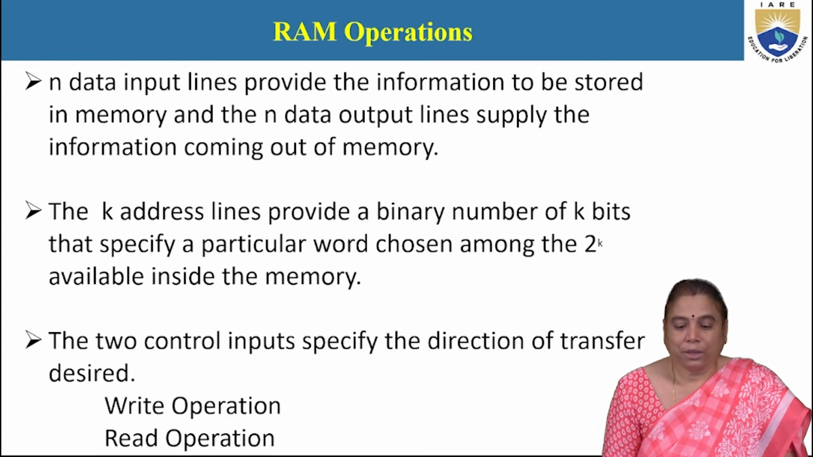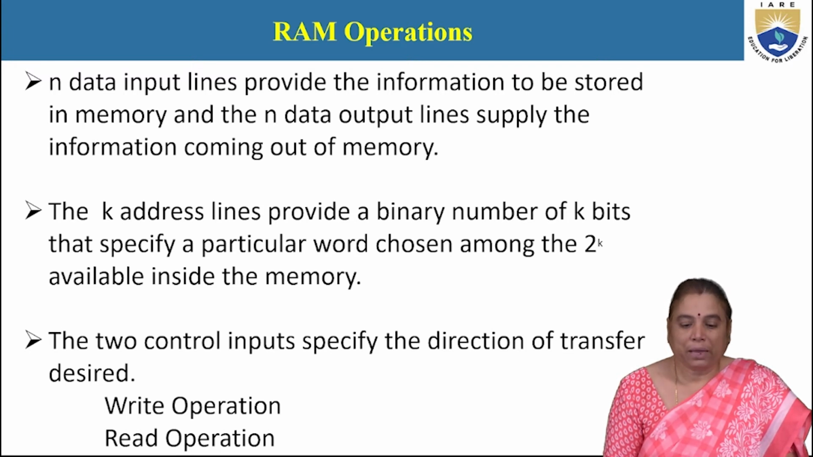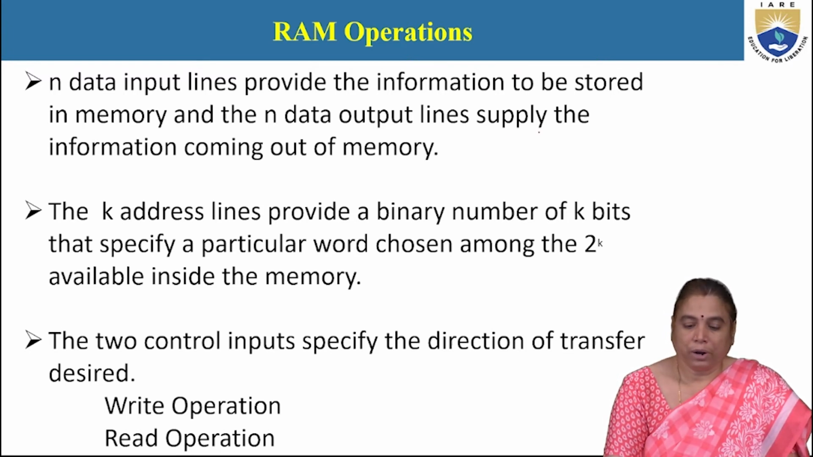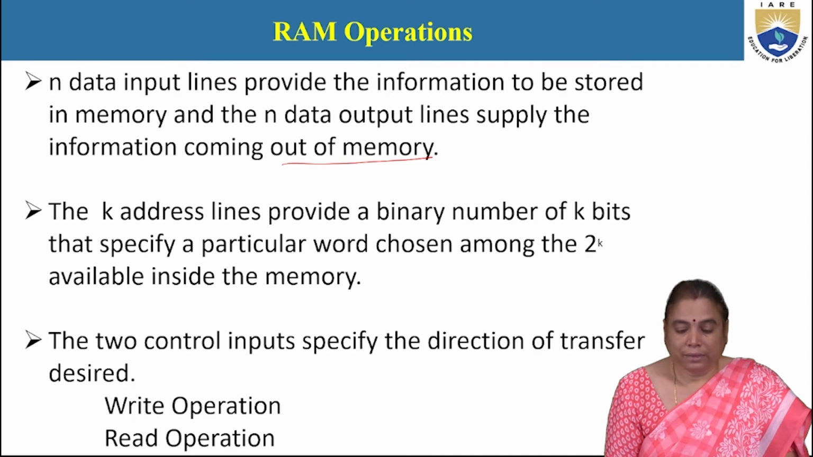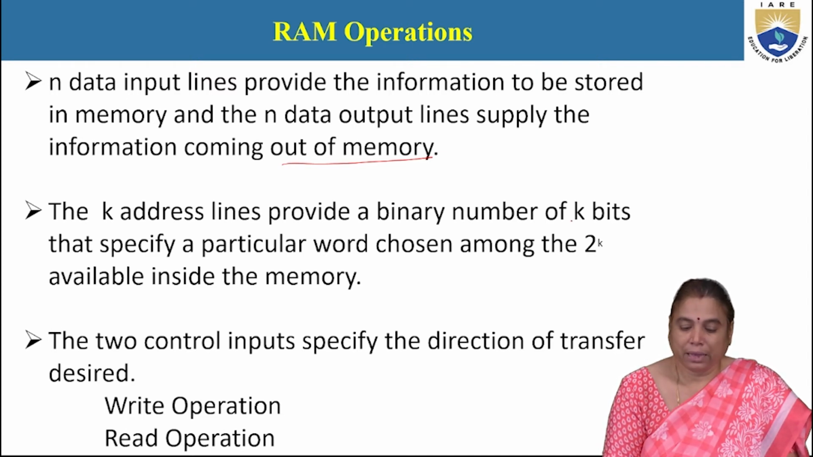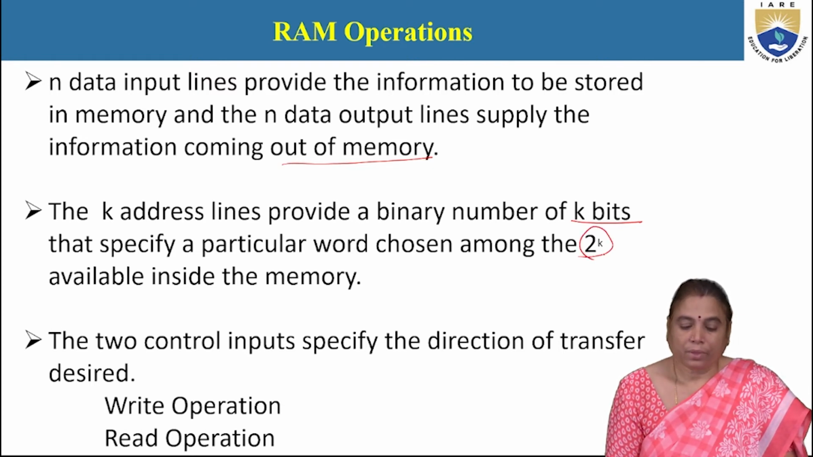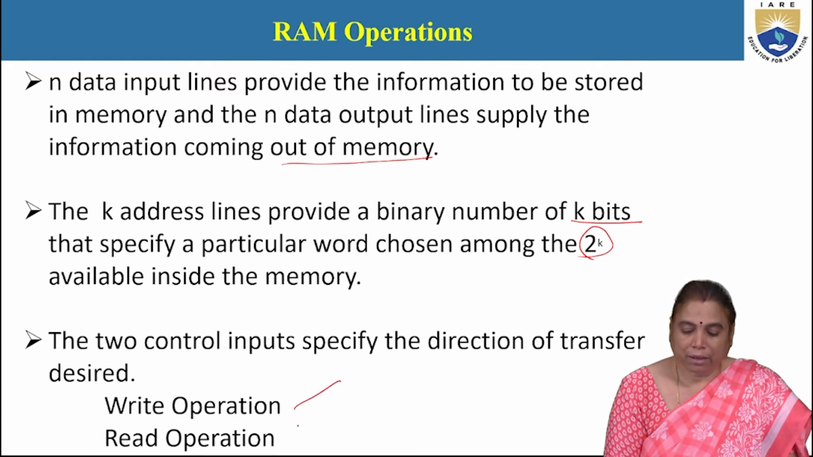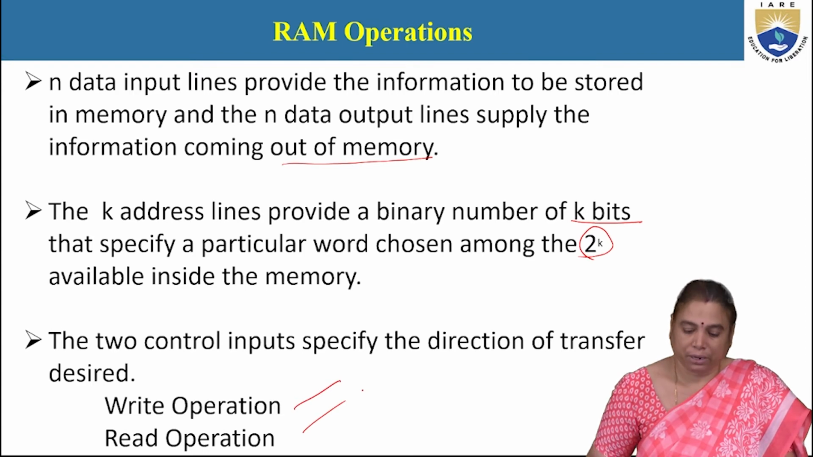The n data input lines provide the information to be stored in the memory, and the n data output lines supply the information coming out of the memory. The k address lines provide a binary number of k bits, specifying that the storage capacity is 2 power k. And two control input lines specify the direction of the transfer desired, that is, the write operation and the read operation.